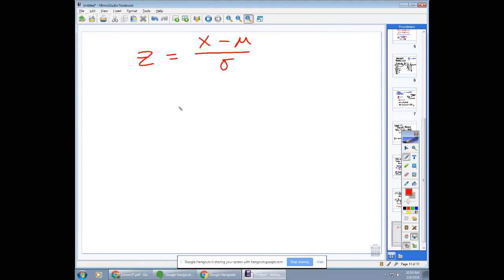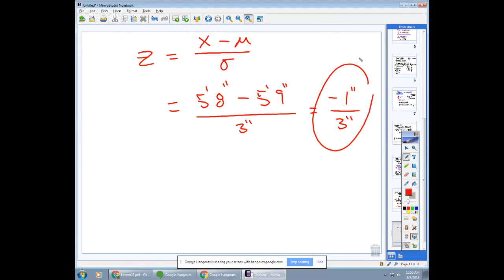Okay? So for example, for me, I'm 5'8". Average is 5'9". Now it's usually safer to convert that to inches, but this isn't a hard one to do. Standard deviation is 3 inches. So 5'8" minus 5'9" gives me that -1 inch that I am below average. So here's my z-score of -1/3. That's all a z-score is. It's just accounting in terms of this idea called the standard deviation. Standard deviation is like the average spread of the data.